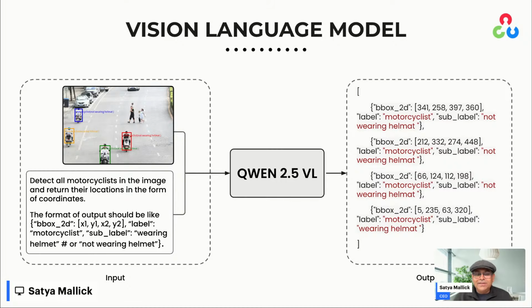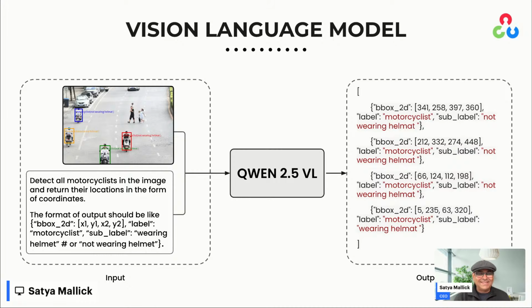And if you run it on this particular image, you will see this output, right? You can see that all the motorcyclists have been identified, and the coordinates have also been identified, and it says not wearing helmet, not wearing helmet, not wearing helmet, and then wearing helmet. You would expect, in a street scene, most of them would be wearing helmets, and then there would be one which would be not wearing helmet.